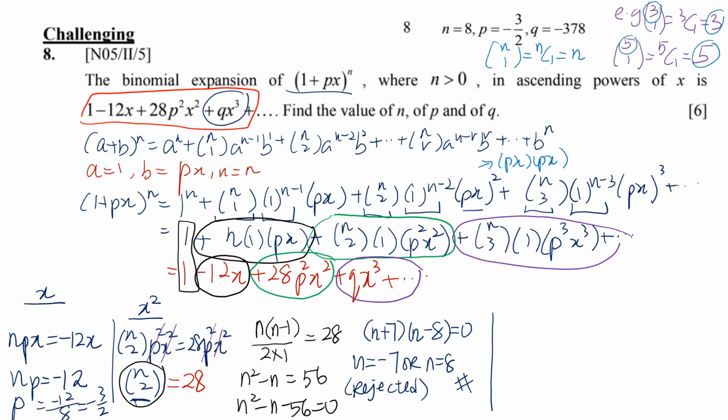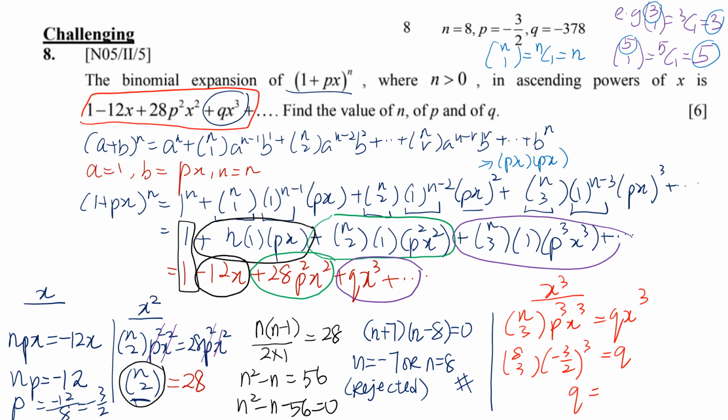Then, okay, we still need to find the values of... wait, what else do I need to find? Oh, values of q. Right, so I still have to compare the x cubed term. So the x cubed term means n choose 3 p cubed x cubed equals q x cubed. So you can divide x cubed on both sides, and you can substitute your n to be 8 and your p to be negative 3 over 2. And from there, you can just use your calculator to calculate the q.